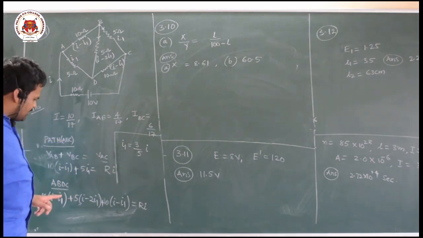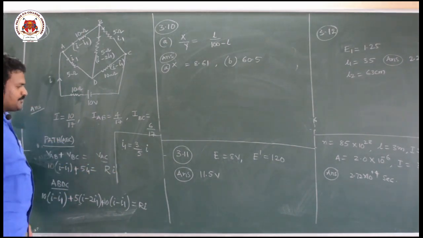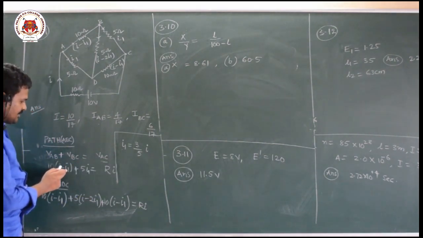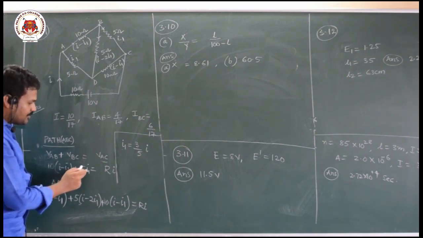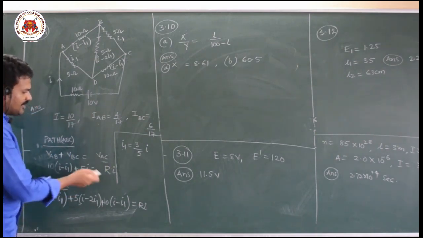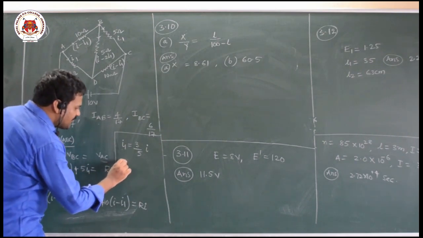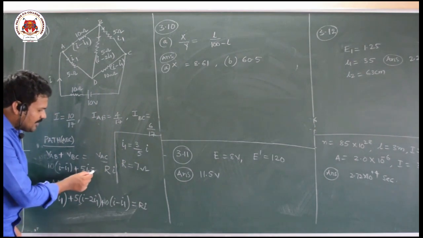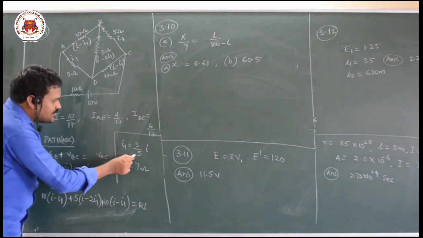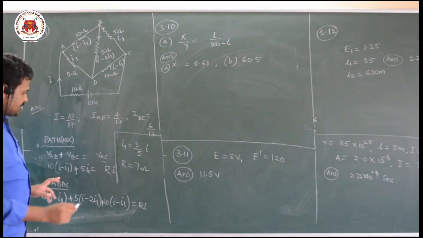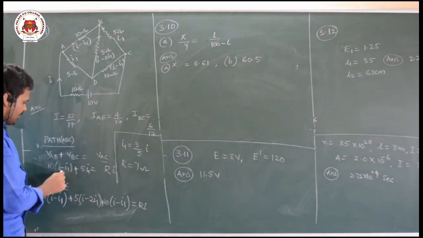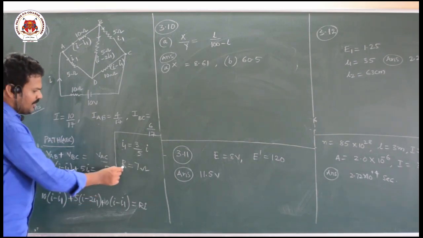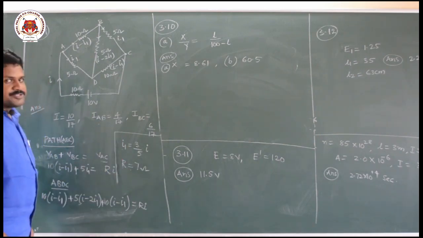Now substitute 3 by 5 I in any one of the equations. Substituting here, 10 into I minus 3 by 5 I, plus 5 into 3 by 5 I, then I will get cancelled. You will get the effective resistance as 7 ohms. First you equate these two equations to get I1 equal to 3 by 5 I. Next substitute the value of I1 in either equation 1 or equation 2, and you will get the effective resistance as 7 ohms.